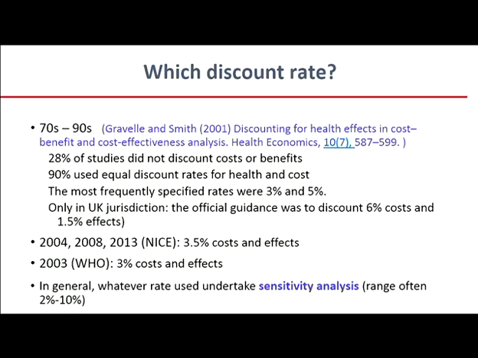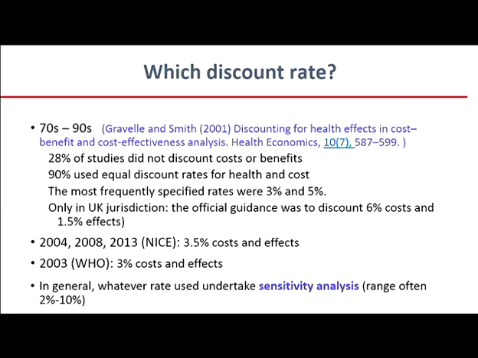So which discount rate? Interestingly, there has been a shift, okay, in some cases. So I think NICE actually moved. Now it's discounting the 3.5% for costs and effects. And I believe before they were discounting the health effects at 6%. But they then decided to put it all together at 3.5%. Okay, the WHO follows a 3%. And in general, as I was saying before, whatever rate you use, you will see quite often that in the sensitivity analysis part, they actually change the rates to see the robustness of the model.